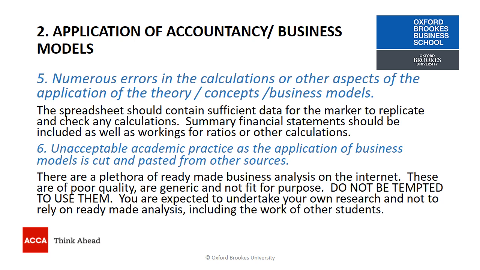The fifth reason for a fail on criteria 2 is that you've got numerous errors in the calculations. Your spreadsheet should contain sufficient data for the marker to replicate and check any calculations. And so even if your calculations are correct, you may fail this criteria if you haven't included that summary financial statement within your spreadsheet, so that those workings for the ratios and the other calculations you might include can actually be checked by the marker.